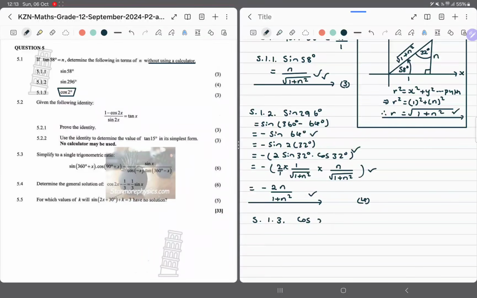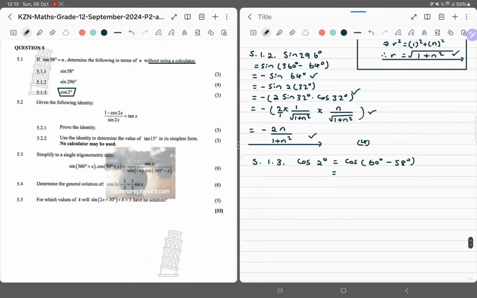Cos 2 degrees is essentially equal to the cos of a special angle, 60 degrees minus 58 degrees. Can you see? Here, the examiner is making you create your own compound angle identity, essentially. Then we just expand. It's going to be cos of the first angle times cos of the second angle. The sign changes. Sine of the first angle times the sine of the second angle.